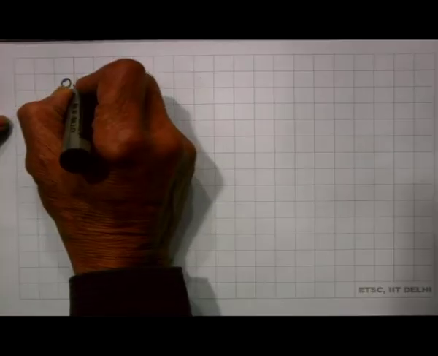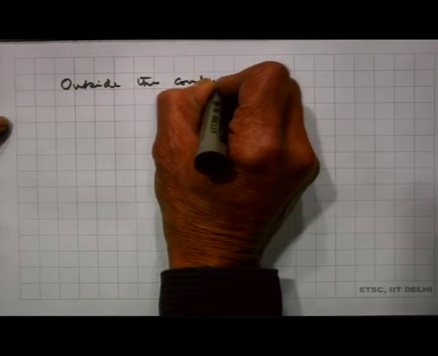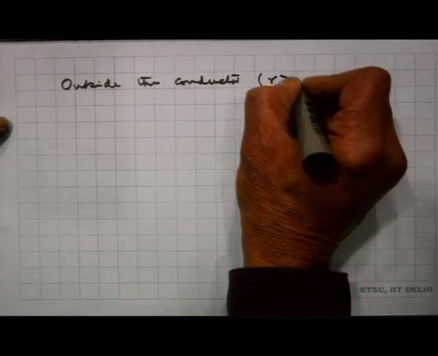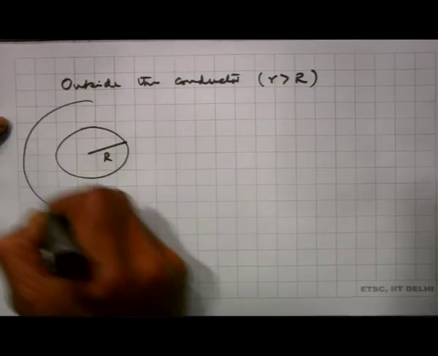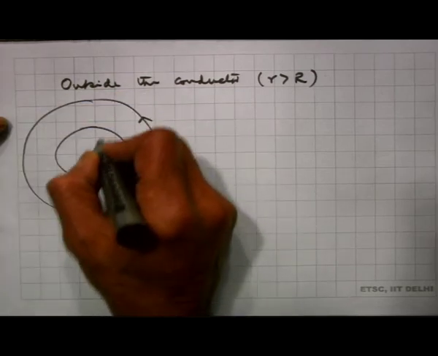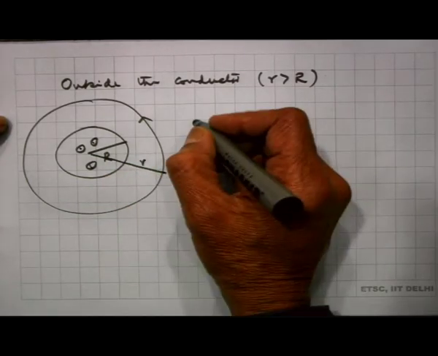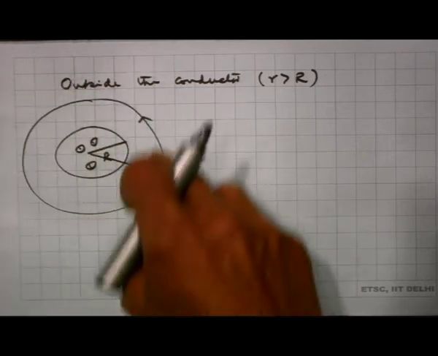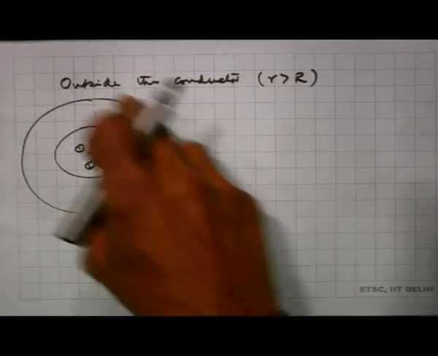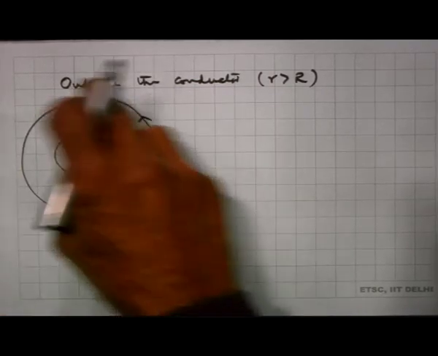Now, what happens to a path outside the conductor? That is r greater than R. So, that is my conductor of radius R, and I could take a circular path outside. So, the current is coming towards me. Now, the same arguments tell me that the magnetic field has to be along the direction of this circular path, because the circular path has this point at the center. So, the magnetic field is along the circular path.